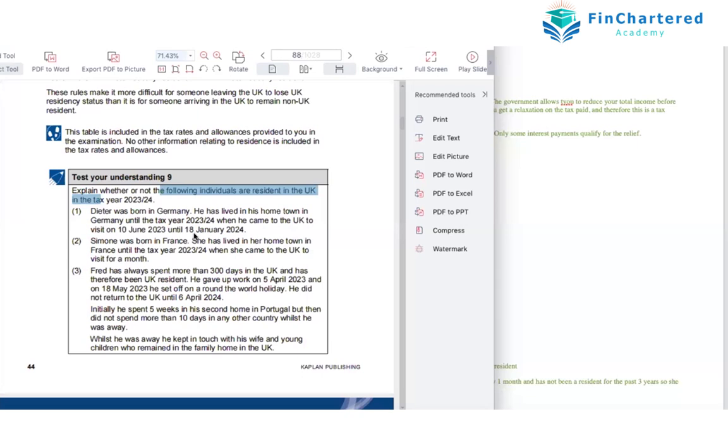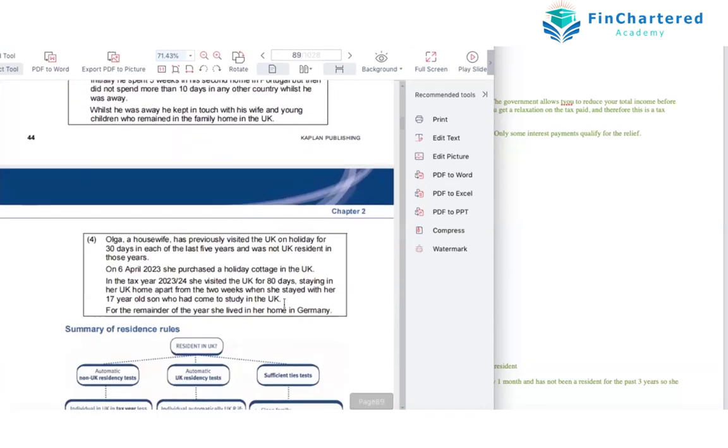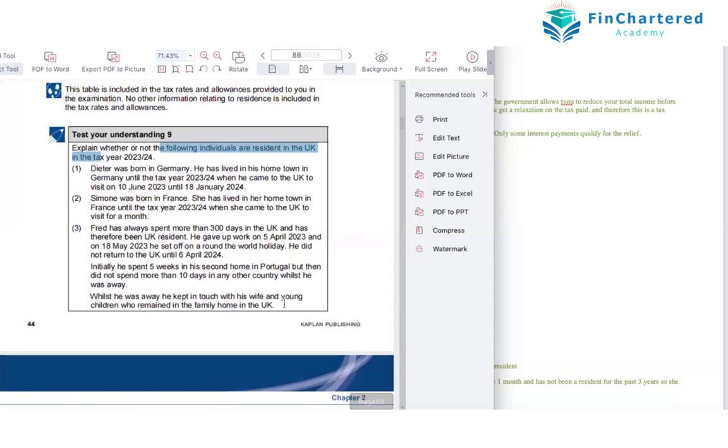So again, you see, now this year, in this tax year, on 5th of April, he went. Okay. So he went abroad and he just left and he did not come back until the next year. Right? He didn't come back until 6th of April. So what is the problem with Fred? How many days did Fred spend in the tax year in the UK?